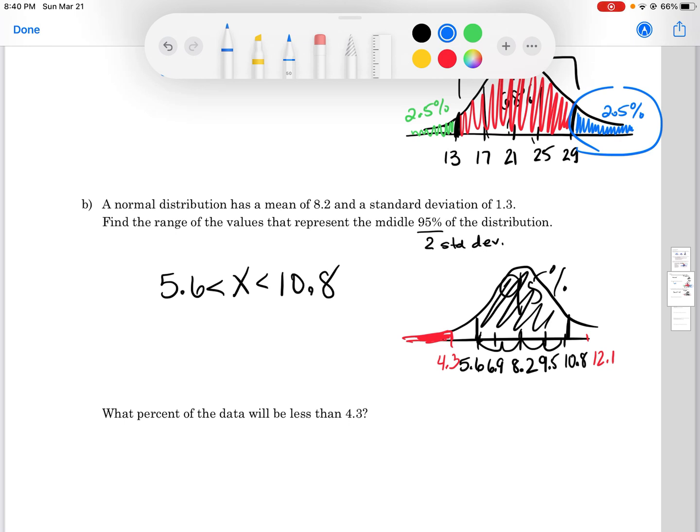2 standard deviations away was 95%. 3 standard deviations away is 99.7%. That means I only have 0.3 to spare between the red and we can color it in this green space over here. So half of 0.3 is going to be 0.15. Okay, so that means less than 4.3 is going to be 0.15%. Very little of this data is going to be less than that.